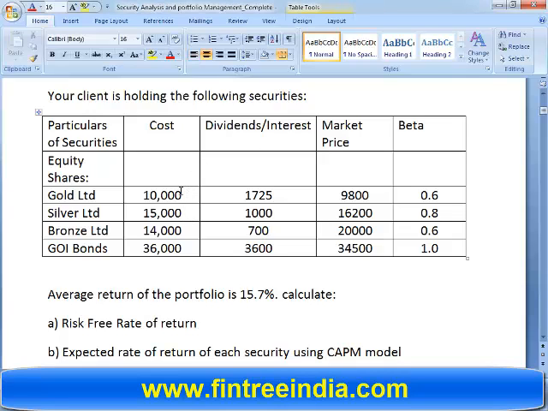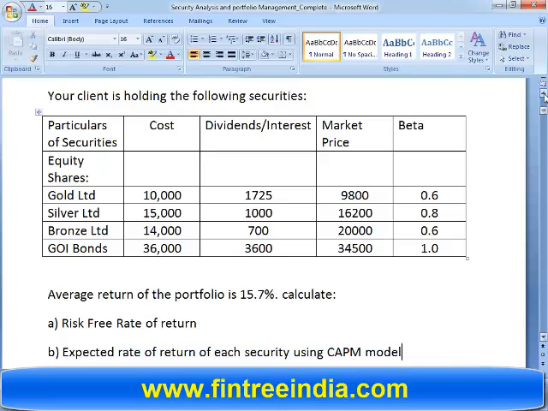See, what we have here is different cost, dividend and interest received on these securities. Then we have market price, and then we have beta of the securities. What we get to know is that the average return of the portfolio is given as 15.7%. Number 1, calculate the risk-free rate of return, and second, calculate the expected rate of return of each security using the CAPM model.